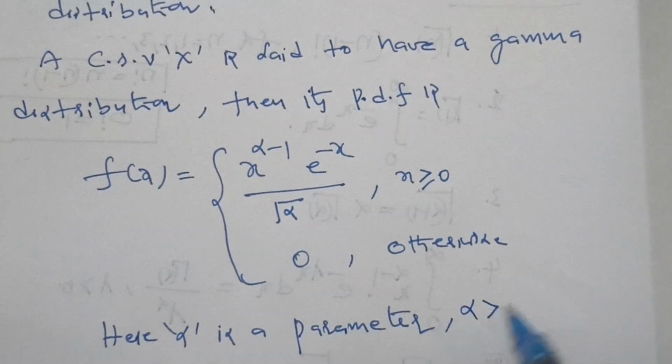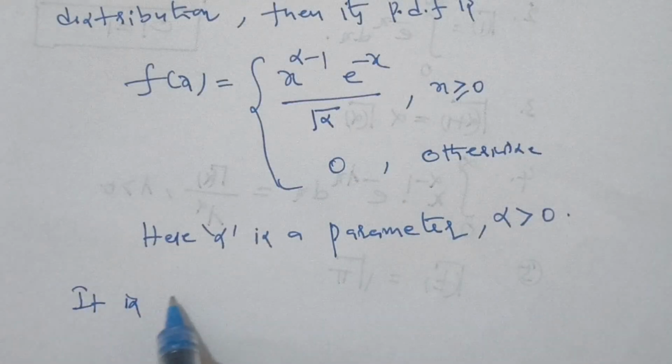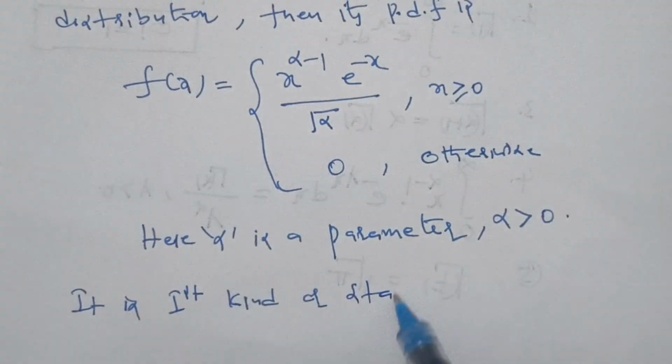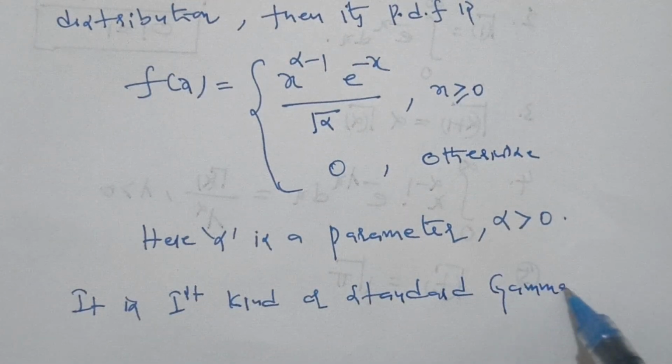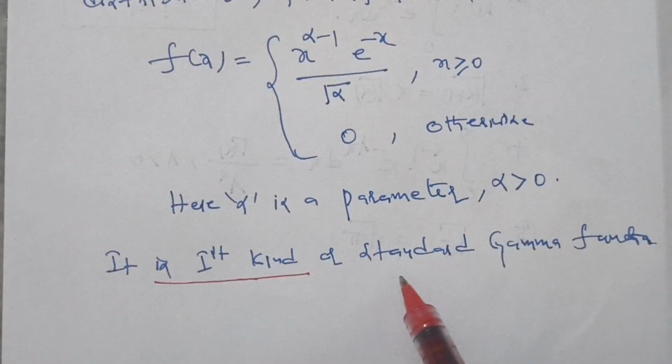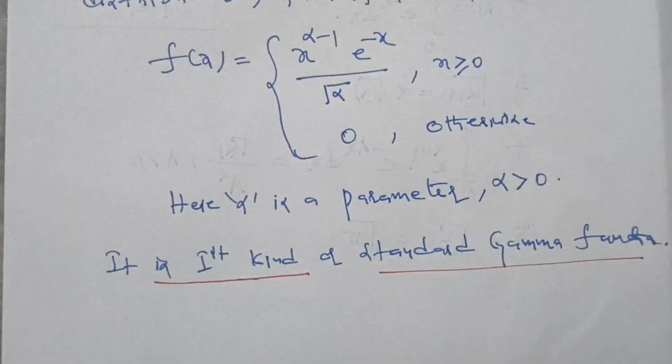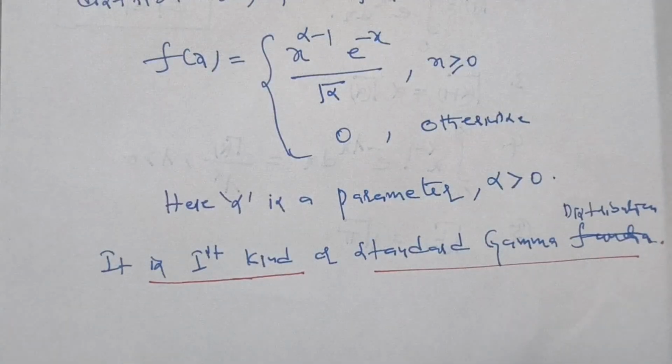Here alpha is a parameter, where alpha is always greater than 0. This gamma distribution is also known as the gamma distribution of the first kind or the standard gamma distribution.